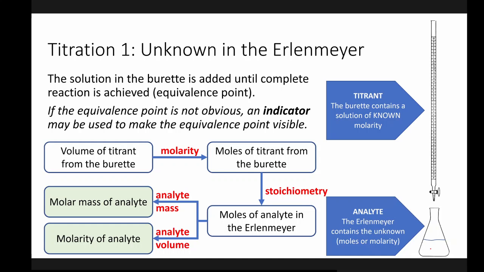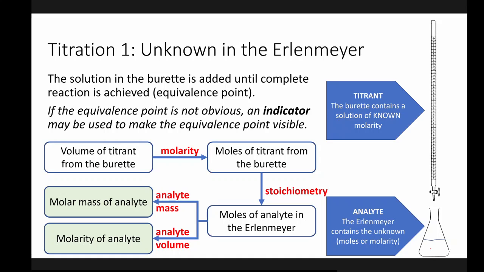The solution in the burette is known as your titrant. The titrant is a solution that has a known concentration, and you add that titrant to the analyte. So you can measure the moles of the titrant in the burette by calculating the volume added. It's a known concentration. Volume times molarity gives you a number of moles.